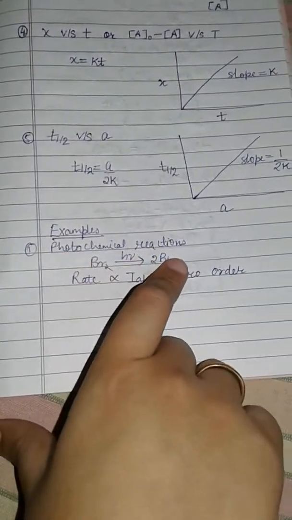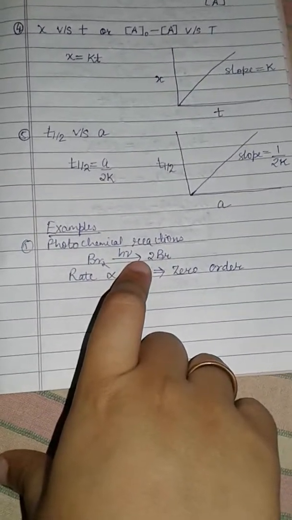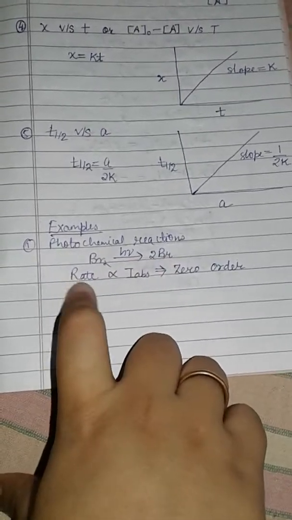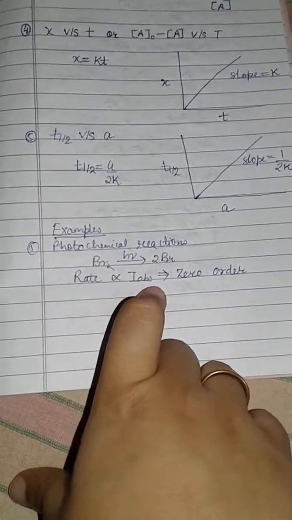Examples are photochemical reactions. Br2 in the presence of h nu gives 2 Br, so rate is directly proportional to the intensity of absorbance, that is zero order.